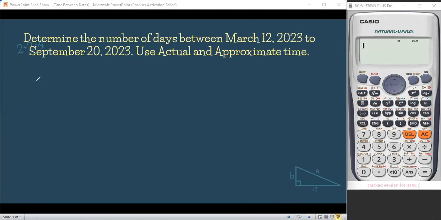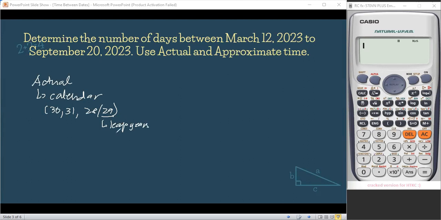So first, let's define what actual time is. So kapag actual time po, my dear students, ang laging tatandaan, calendar. Opo, kung ilan po yung days sa isang month ng calendar, yun po yung isusulat natin. So therefore, maglalaro lang po sa 30, 31, 28, or 29 ang mga days natin. 29 po yung gagamitin natin kay February kapag ito po ay leap year.